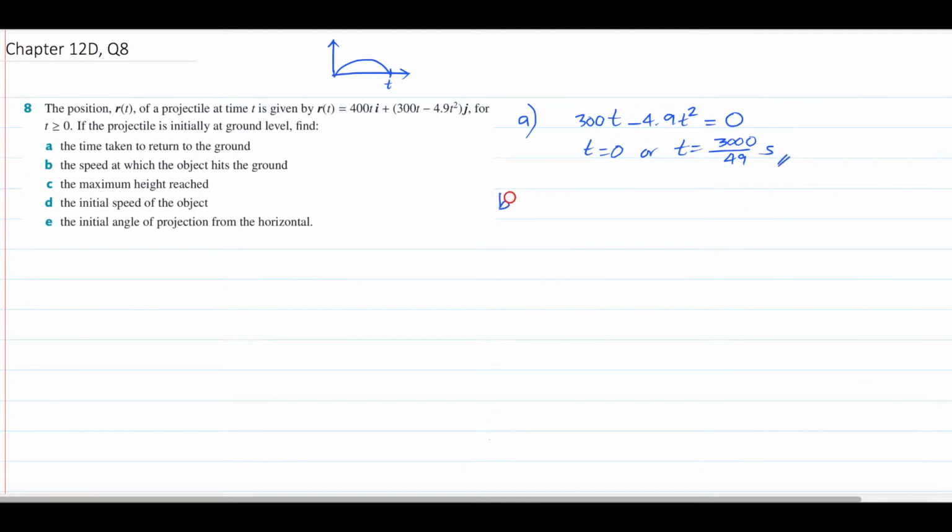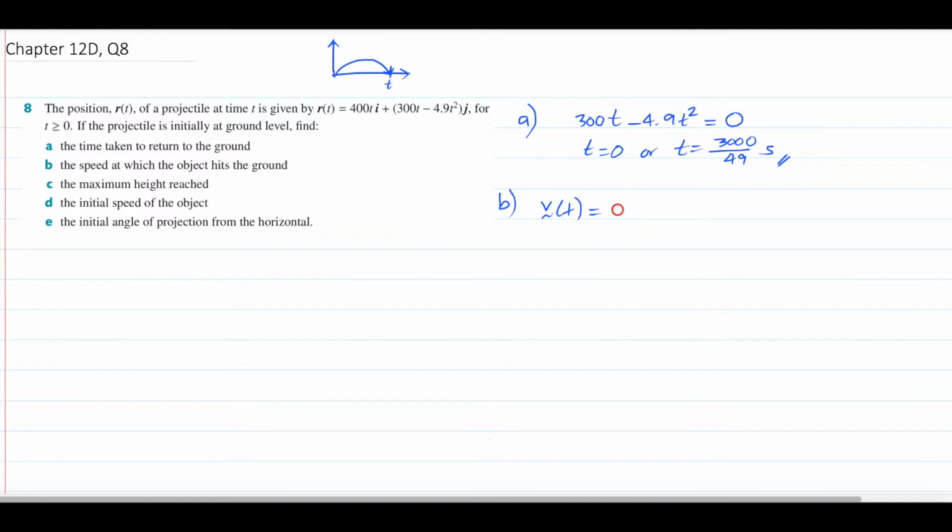Now let's do part B. The speed at which the object hits the ground. At the moment it touches the ground right here, we want to find the speed, which means the magnitude of the velocity. So we need to make sure we find the velocity vector first. We have the position vector, which is 400t i plus (300t minus 4.9t squared) j.